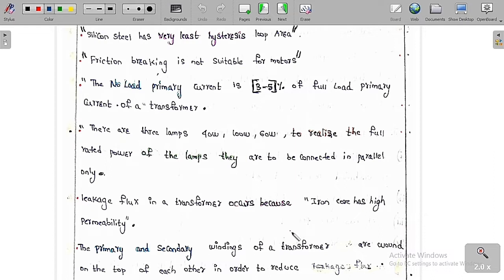But even so, a small amount of leakage flux does occur. The flux which links with its own coil is called the leakage flux, whereas the flux which links both the coils is called the mutual flux. So the leakage flux in the transformer occurs because the iron core has high permeability. The flux linking with its own coil is the leakage flux, and the flux linking with both coils is the mutual flux or the useful flux.